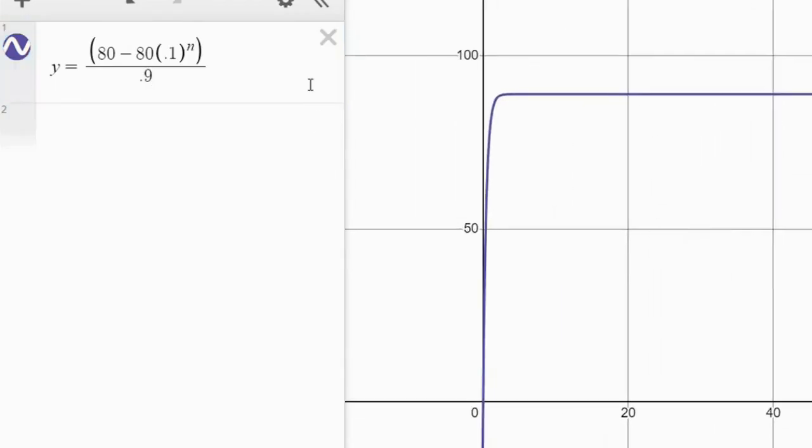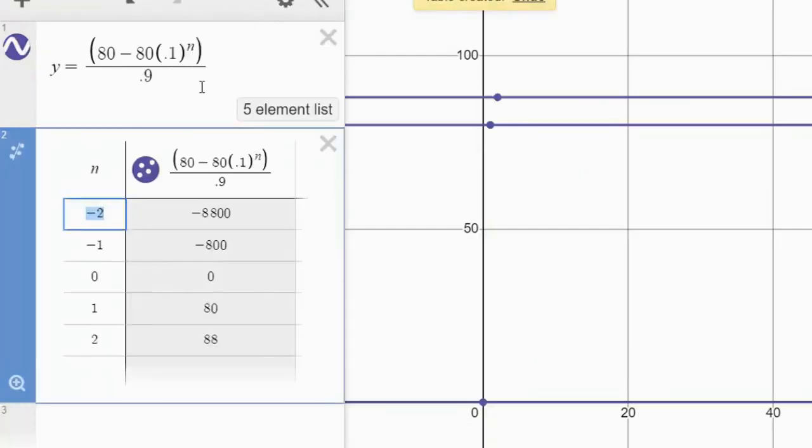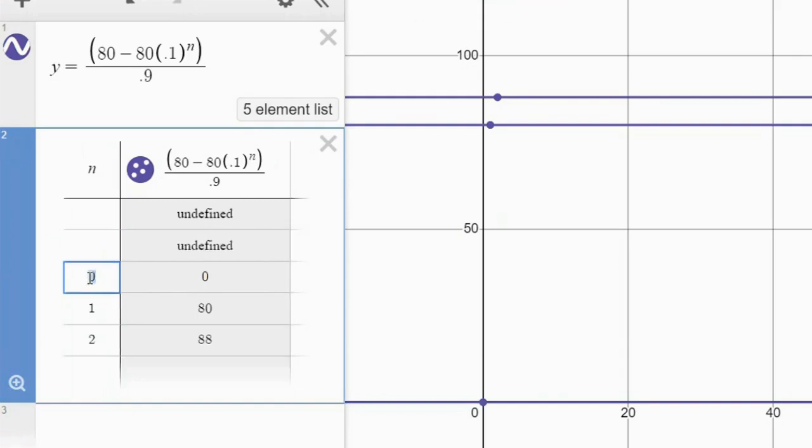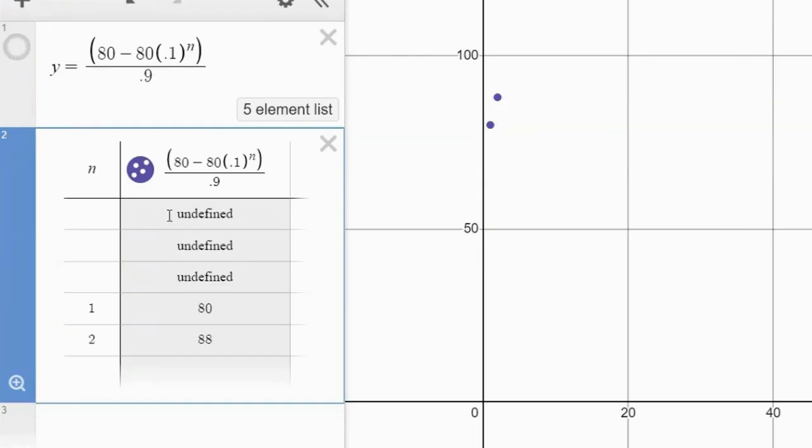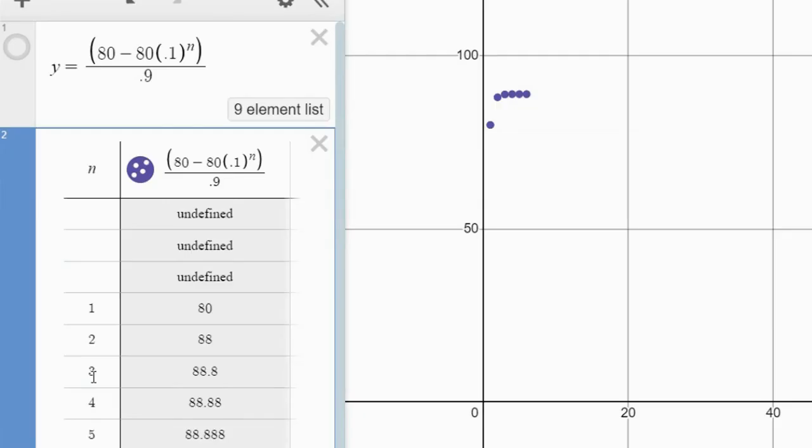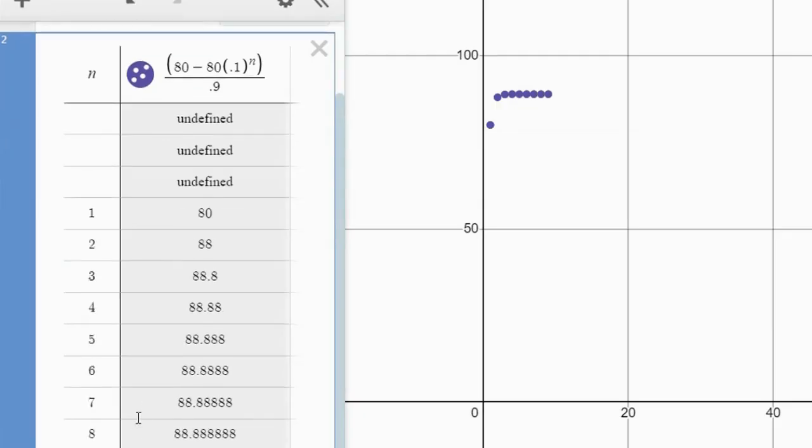Okay, so there's what the graph looks like, but we need a discrete graph, so we're going to go to the settings, create a table. We're going to get rid of the negative second term, the negative first term, and the 0th term, because those don't exist. We're going to turn off this continuous graph up here and create more terms. 4, 5, 6, 7, 8, 9. Remember, he could do it 9 times. 9 times he could submit.